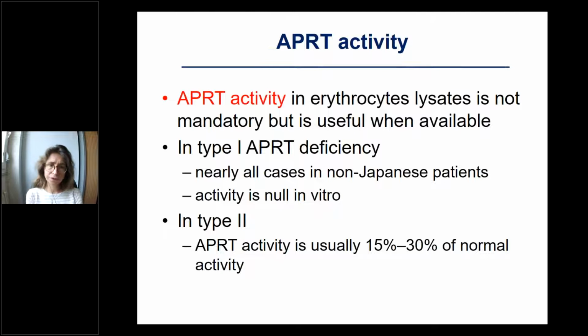To go further in the diagnostic, APRT activity can be measured in erythrocyte lysates. It is not mandatory to perform it, but it is useful if available. And there are two kinds of APRT deficiency: type 1, which is nearly all cases in non-Japanese patients, where the activity is null in vitro, and type 2, which has 15 to 30% of normal activity, mainly found in Japanese patients.